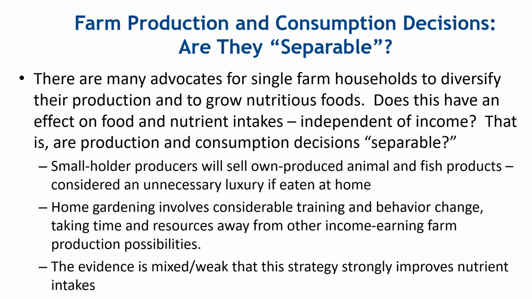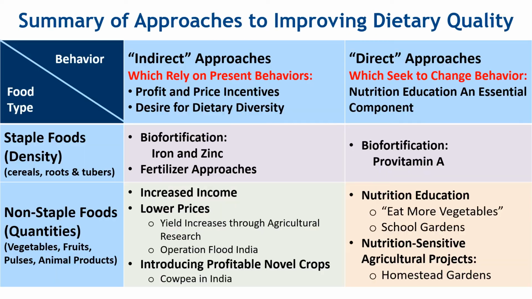Smallholder producers will sell own-produced animal and fish products, considered an unnecessary luxury if eaten at home. Home gardening involves considerable training and behavior change, taking time and resources away from other income-earning farm production possibilities. The evidence is variable and weak that these approaches are successful, that this strategy strongly improves nutrient intakes.